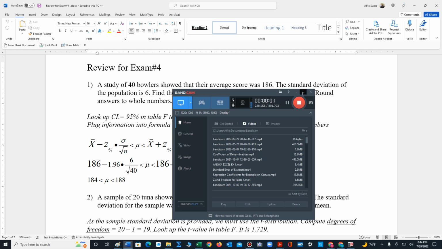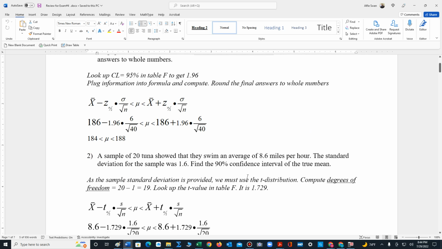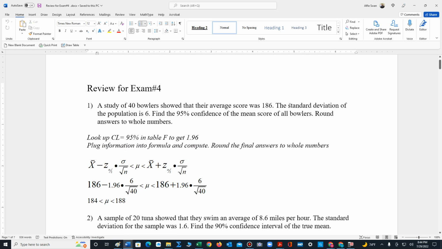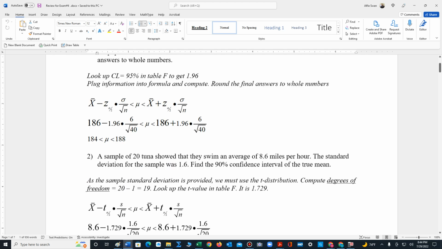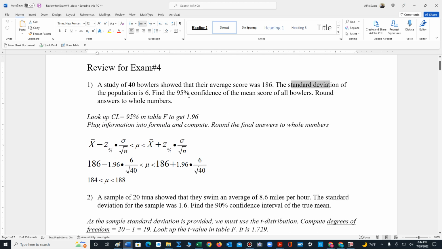In this video, I am reviewing the answers for review exam number 4. We begin number 1 with a problem that involves computing the confidence interval for the mean. And we are given the population standard deviation. Thus, we will use z-values in this computation. So all of the information is given.